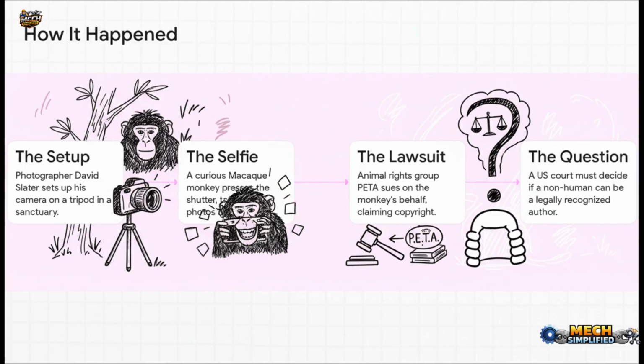The animal rights group PETA actually files a lawsuit on behalf of the monkey, arguing that since the monkey was the one who physically pressed the shutter, it was the legal author of the photo. This unbelievable case ended up in a U.S. court, which was now faced with a question nobody had ever had to answer before. Can an animal actually hold a copyright?